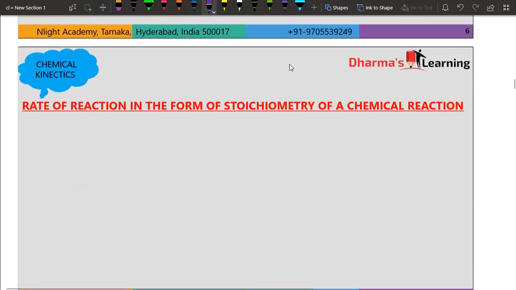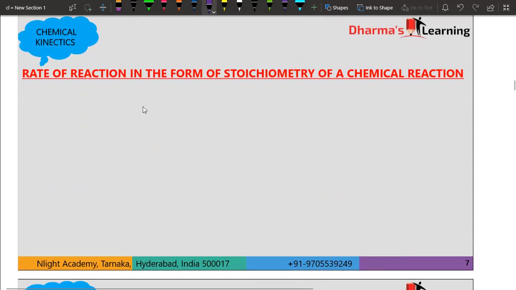So how are we going to write it if the stoichiometry is given? For any reaction like aA plus bB gives cC and dD, I can read this reaction as a moles of reactant A combines with b moles of reactant B, going to give c moles of product C and d moles of product D. So C and D are the products, while A and B are the reactants.